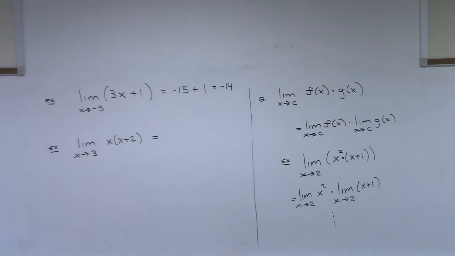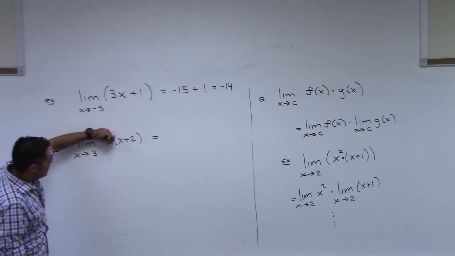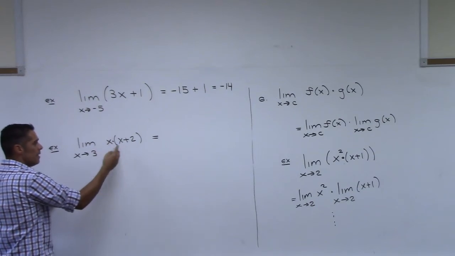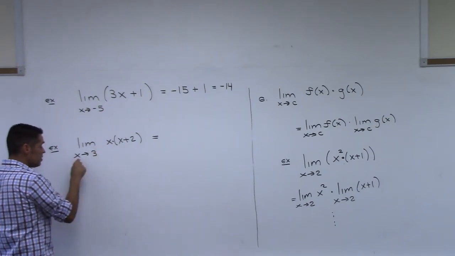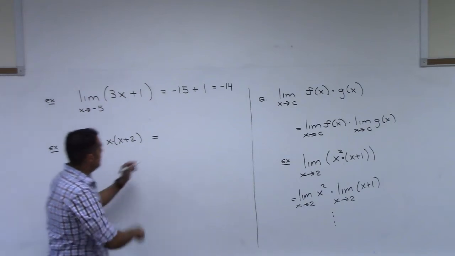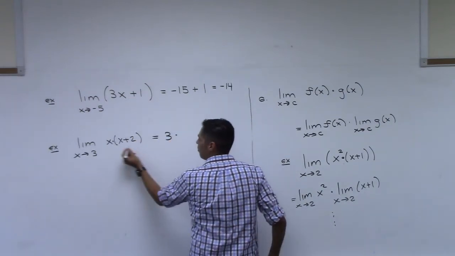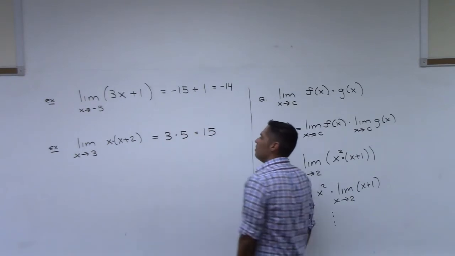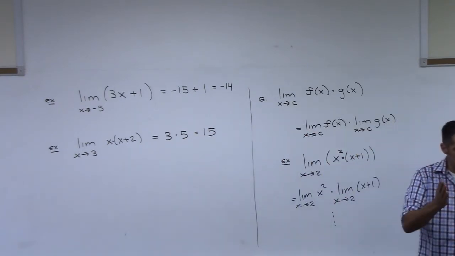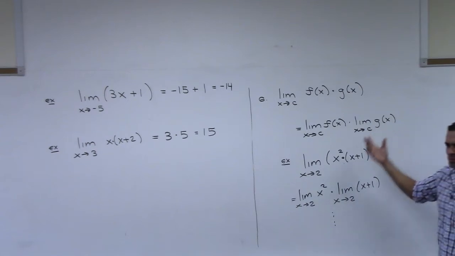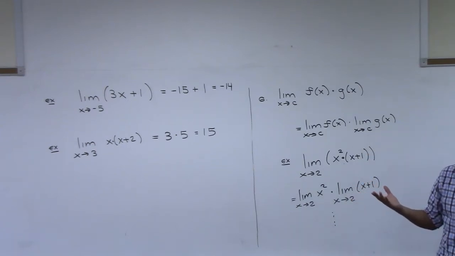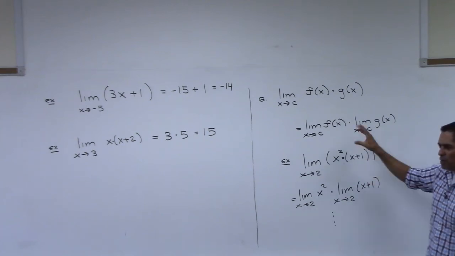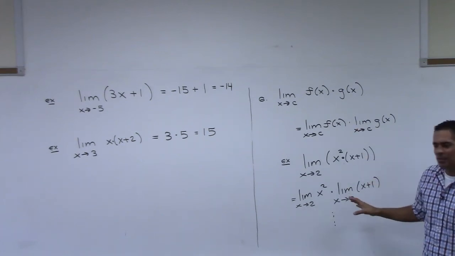15? Yeah, because we have multiplication here, and if we have multiplication, we can do them each individually and then multiply the answers. So if we let x go to 3, that's a 3 times, and if we plug 3 in here, we get 5, and then that's 15. So we're just plugging in. Why go through all this notation if all we're doing is plugging in? Doesn't it seem like a bit of a waste of time? Just trying to confuse you more? A little bit?